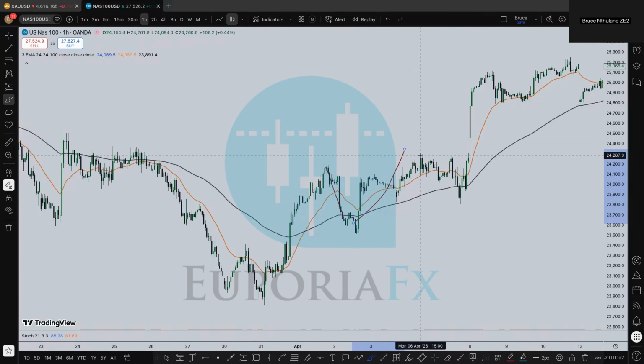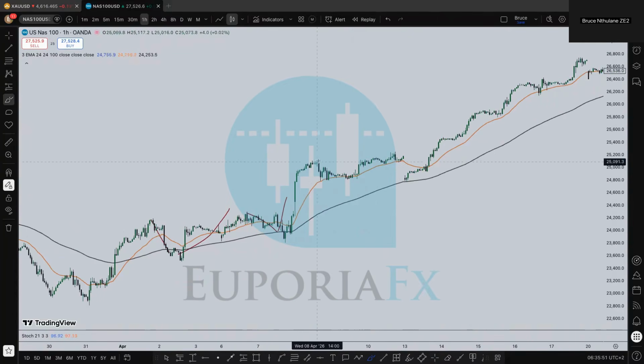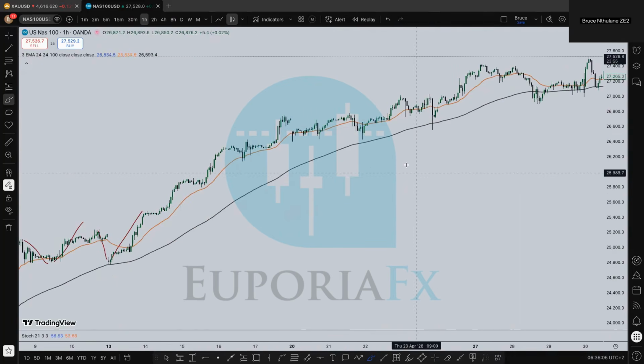Then I'll wait again for price to come below my moving average, look for an entry below, and then buy. Then I'll further wait for price to come below my moving average, look for an entry, and then I'll buy. Then I'll repeat the same process here, wait for price to drop below my moving average, then I'll look for a buy. And I'll just keep doing that. Price drops below my moving average, I look for an entry, then I buy.